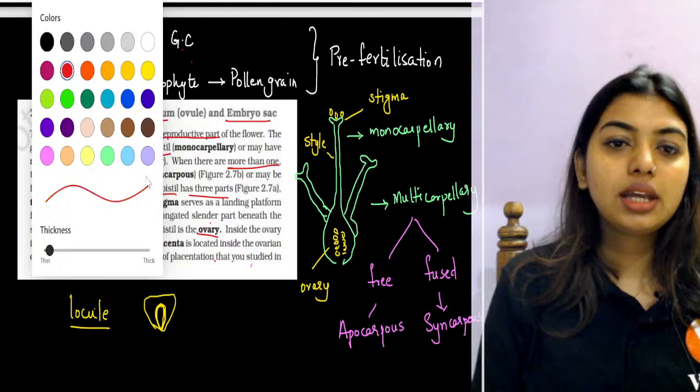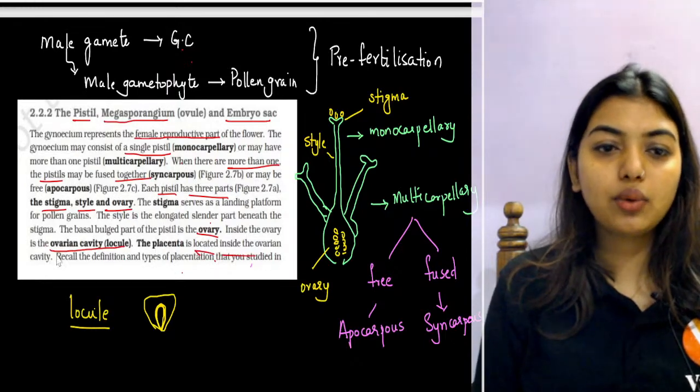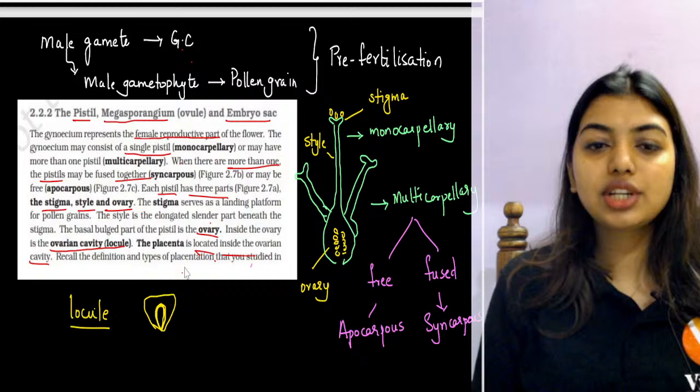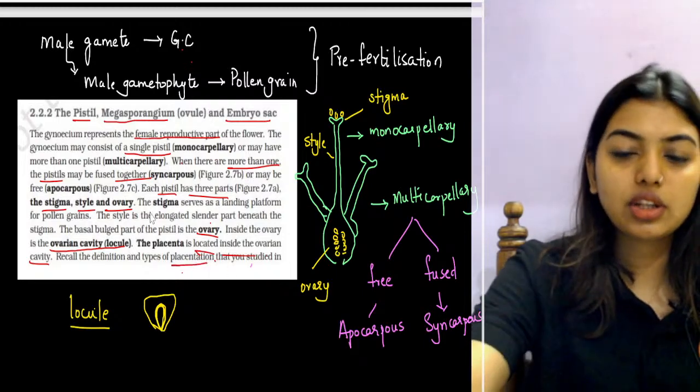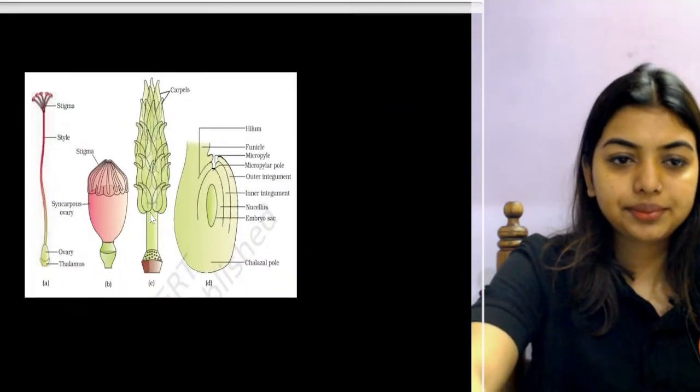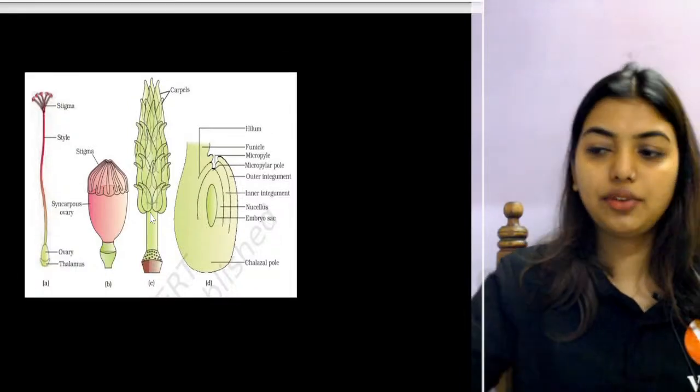The placenta is located inside the ovarian cavity. Recall the definition and types of placentation. That's what I told you. Recall the types of placentation. Okay, so far good.